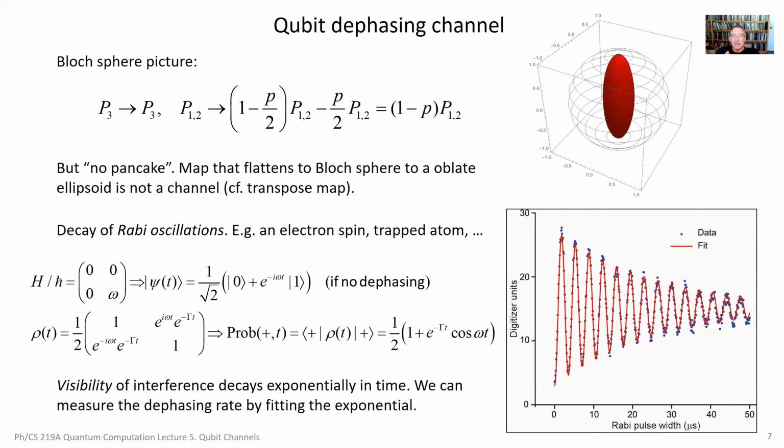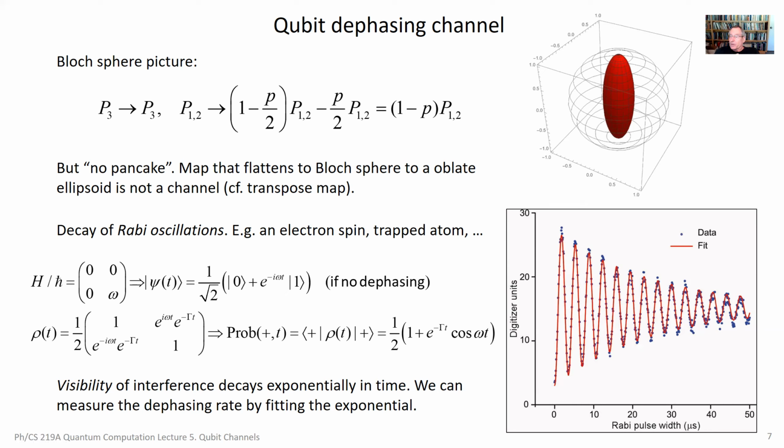Now you might wonder, well, what kind of channel would cause the Bloch sphere to evolve not to this prolate ellipsoid, but instead an oblate ellipsoid, a pancake shape? And the answer is that doesn't happen, because that's not really a physical, completely positive channel. If you think about it, well, in some appropriate basis, what that would mean is that P2 is shrinking, but P1 and P3 are not.